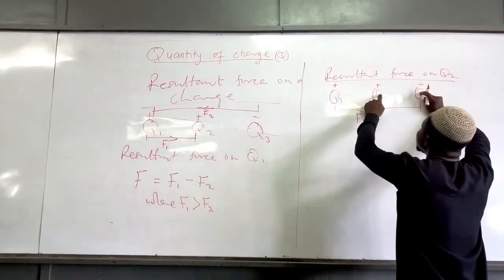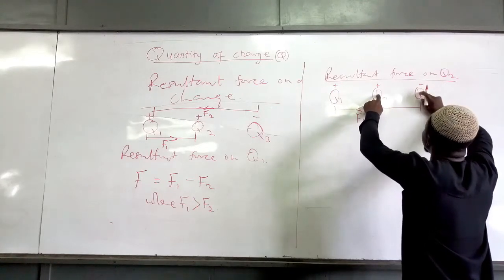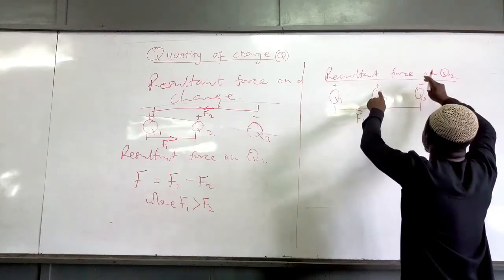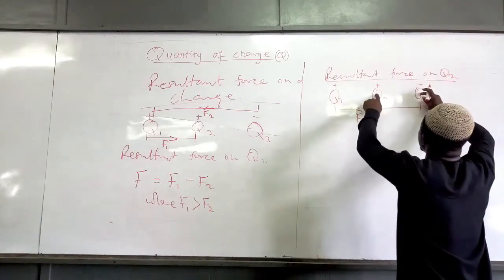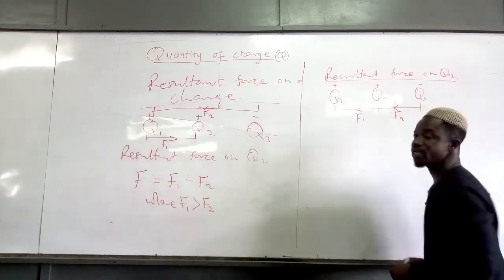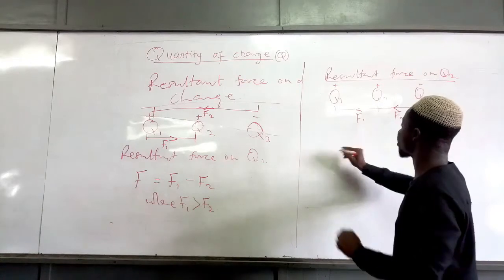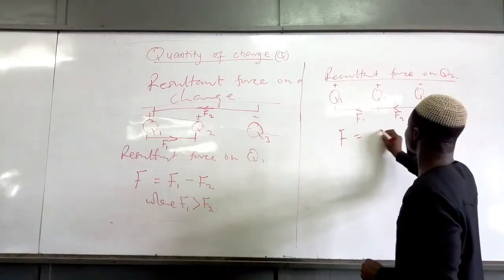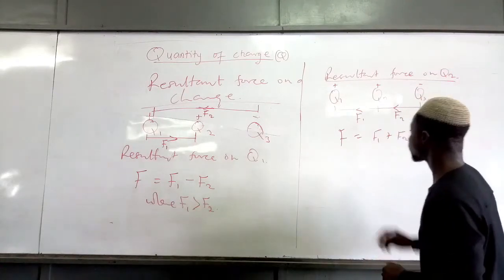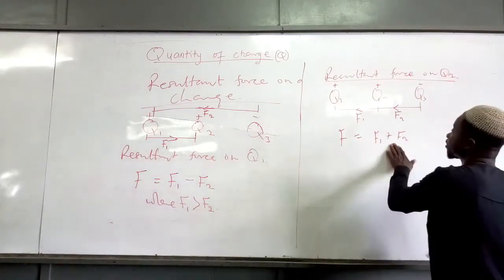Between Q2 and Q3, the force is going to be attractive because this is negative and this is positive. So Q3 will be attracted towards Q2. So this one is going to point here, F2. Now we realize that the two forces are pointing in the same direction, so we add them. Therefore, the force F becomes equal to F1 plus F2, like this.